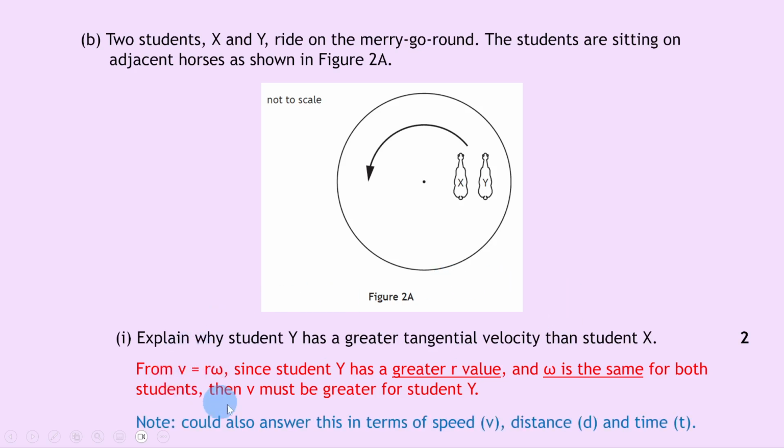It's worth noting here that you could also answer this in terms of speed v, distance d, and time t, where if you're thinking about student Y, they're going to travel a greater distance in this circular path, and if time t stays the same for both students to rotate on the merry-go-round, then the speed v must also be greater for student Y because their distance travelled is greater, and v and d are directly proportional.